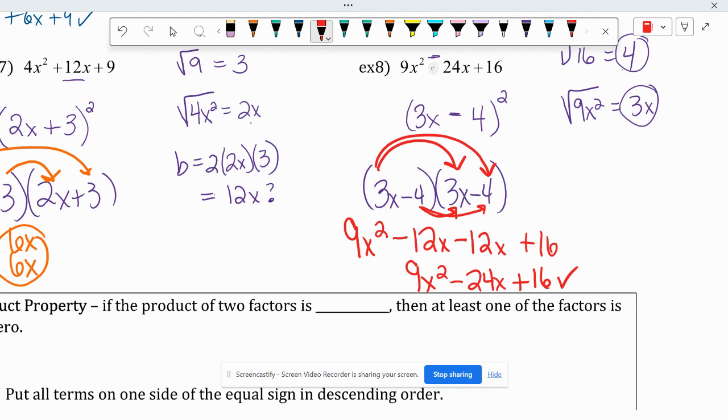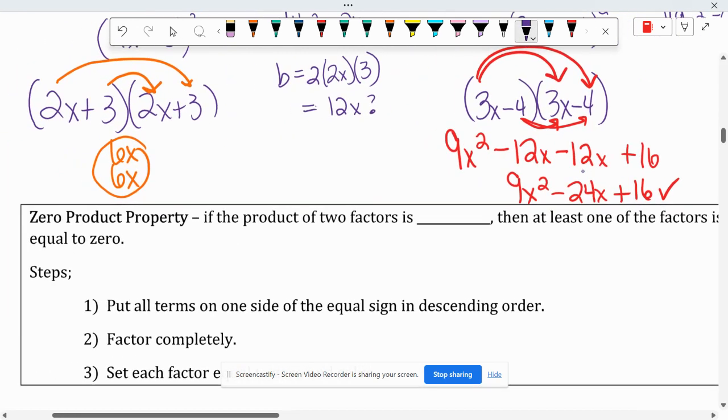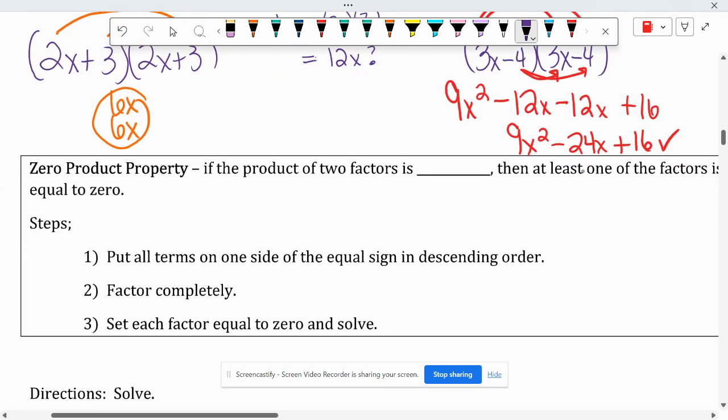I think it doesn't jump off the page at you when your leading term is not 1, but it still works the same way. Just remember to take the square root of the first term, the square root of the last term. If you multiply them together and multiply that by 2, if you get the b term, it's the perfect square trinomial, okay? We're going to practice it. I promise you, we're going to practice it. I think I've got 8 practice problems.